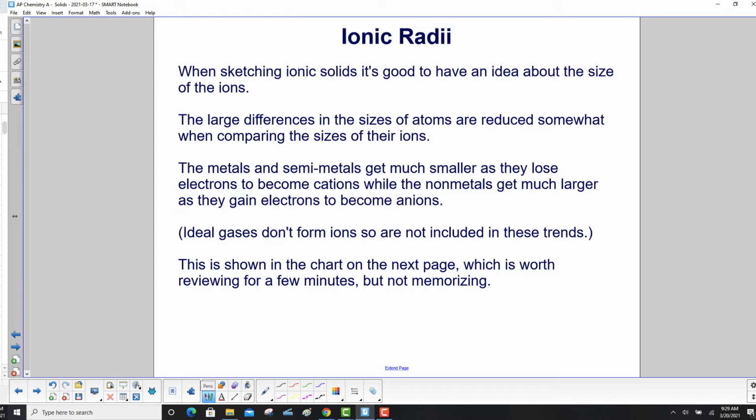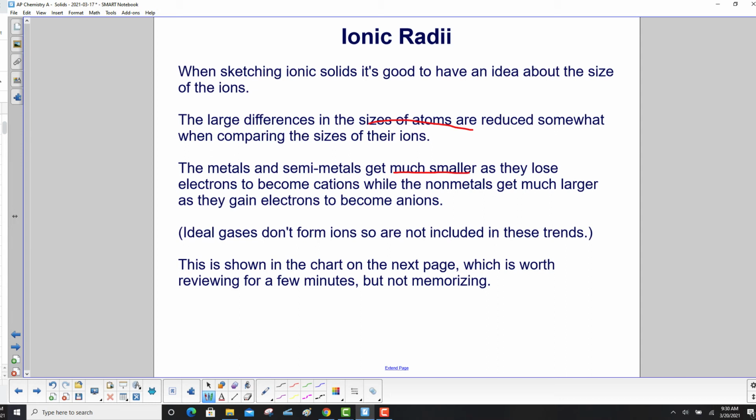When sketching ionic solids, it's good to have an idea about the size of the ions. The large difference in the sizes of atoms are reduced somewhat when comparing the sizes of their ions. The metals and semimetals get much smaller as they lose electrons to become cations, while the nonmetals get much larger as they gain electrons to become anions. Noble gases don't form ions, so they're not included in these trends.